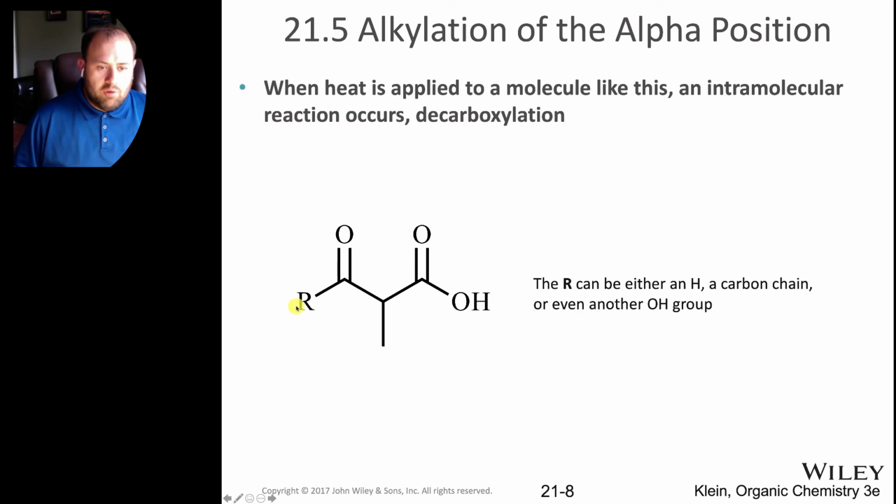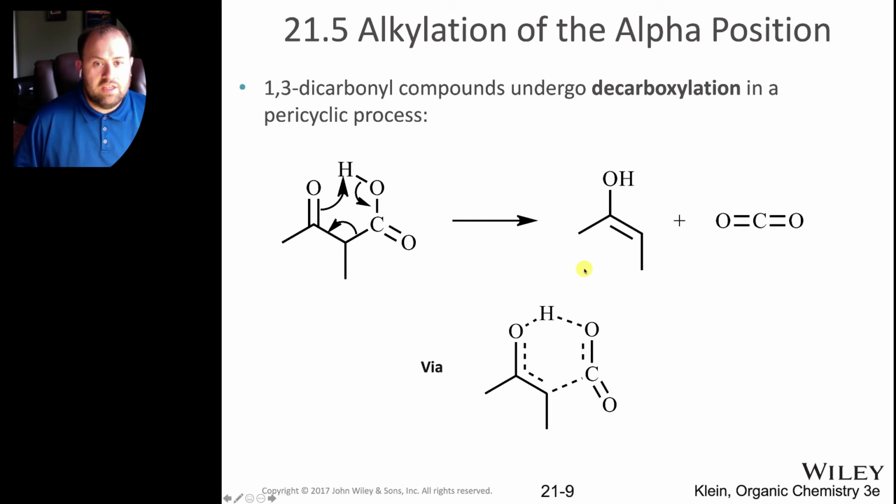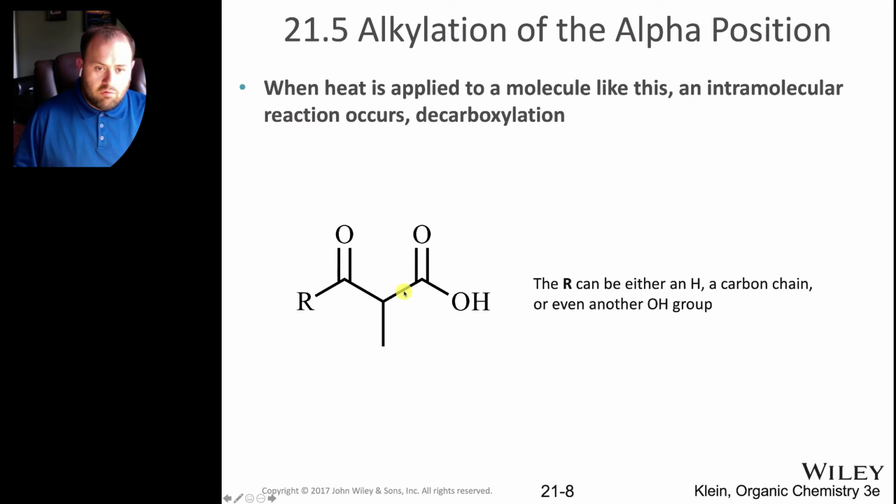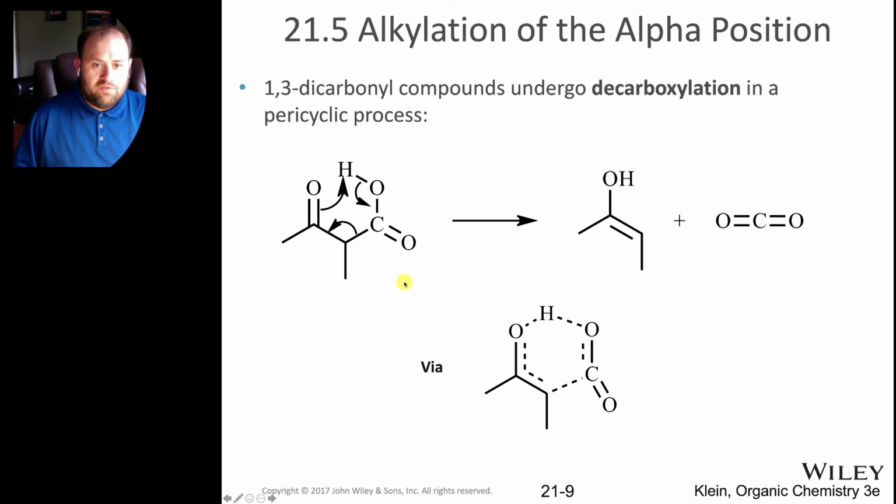So this R group can be anything. It can be a hydrogen, it can be another OH group even, it can be a carbon chain group. And then this decarboxylation can occur whenever you heat a molecule like this. The way that this reaction occurs is if you think about this molecule and rotate this bond around, you'll find that the hydrogen can actually be located in an arrangement that looks very similar to a 6-atom ring, which, as we learned way back in OChem 1, is a very favorable structure.